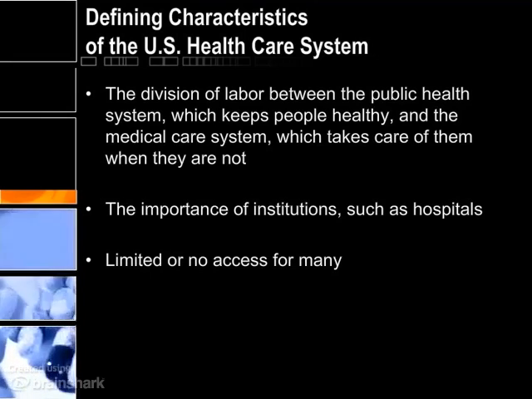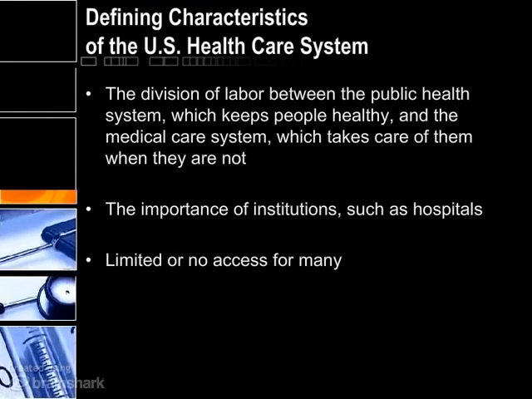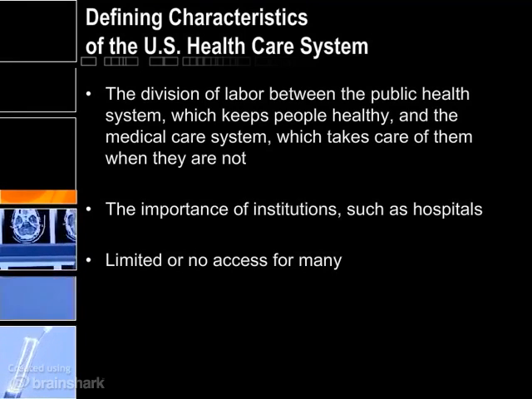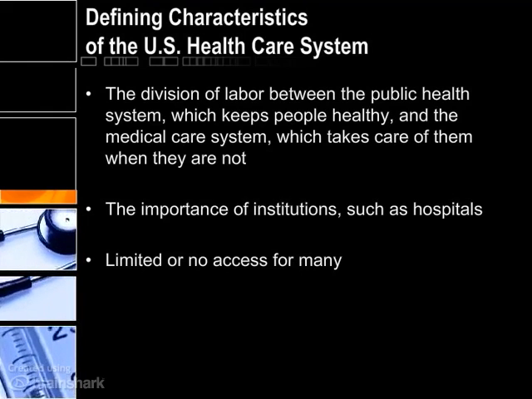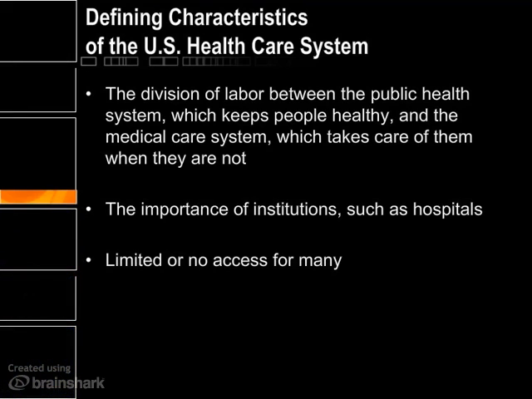And then, of course, access to care is limited in the U.S. We don't have universal access. Even with the ACA, we are still lacking in access to care. So those are a few of the characteristics, and I've got more on the next slide.